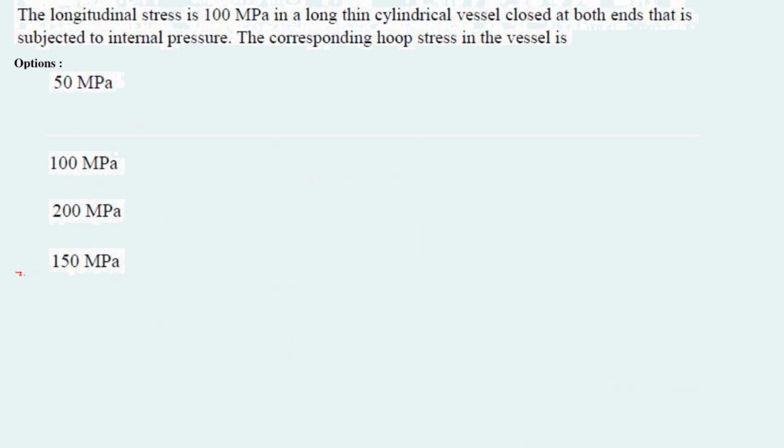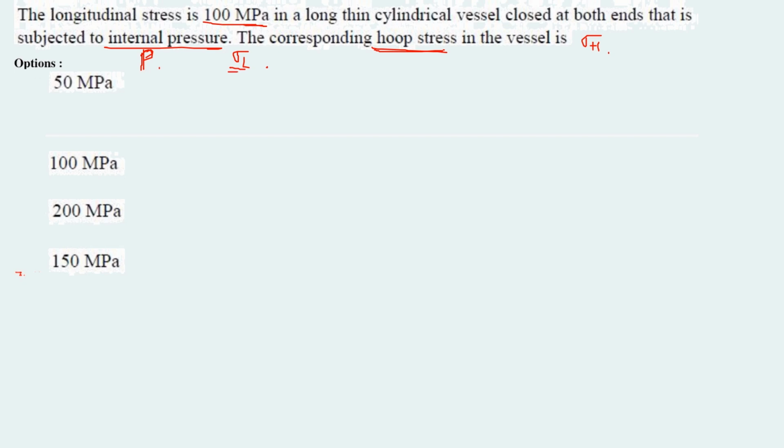Let's have a look at this question. The longitudinal stress is 100 megapascals in a long thin cylinder vessel closed at both ends that is subjected to internal pressure P. Let's assume internal pressure is P. The corresponding hoop stress is, we need to find the hoop stress sigma H. They have given longitudinal stress sigma L.